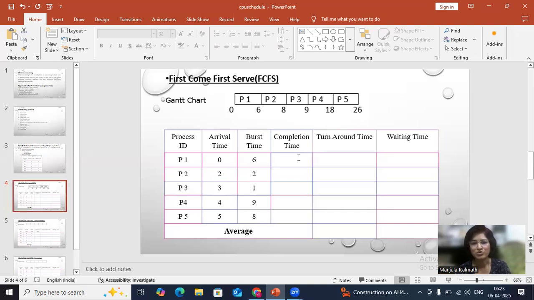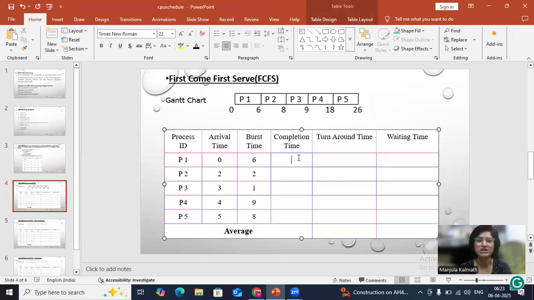So we have to write down the completion time for each and every process here. P1 is completed at 6 units. I'll write the 6 here. P2 is completed at 8 units, P3 is completed at 9 units, P4 is completed at 18 units, and P5 is completed at 26 units.